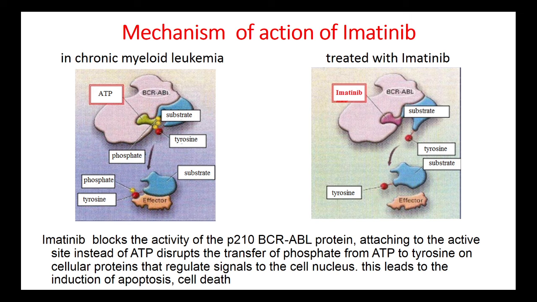oncogenesis. But if we use our target, the drug imatinib, it will take the place beside ATP, and tyrosine cannot be activated. So the effect will not occur, and the disease will reduce.